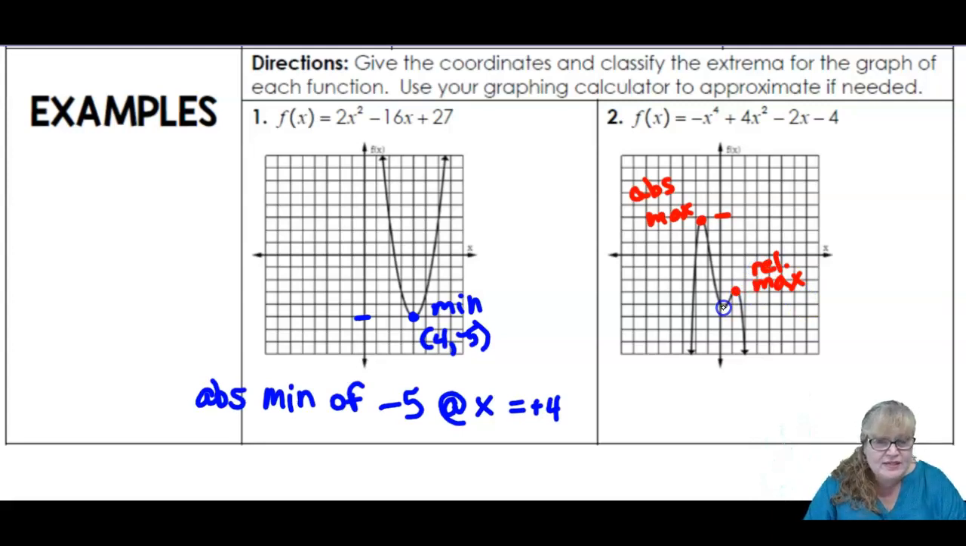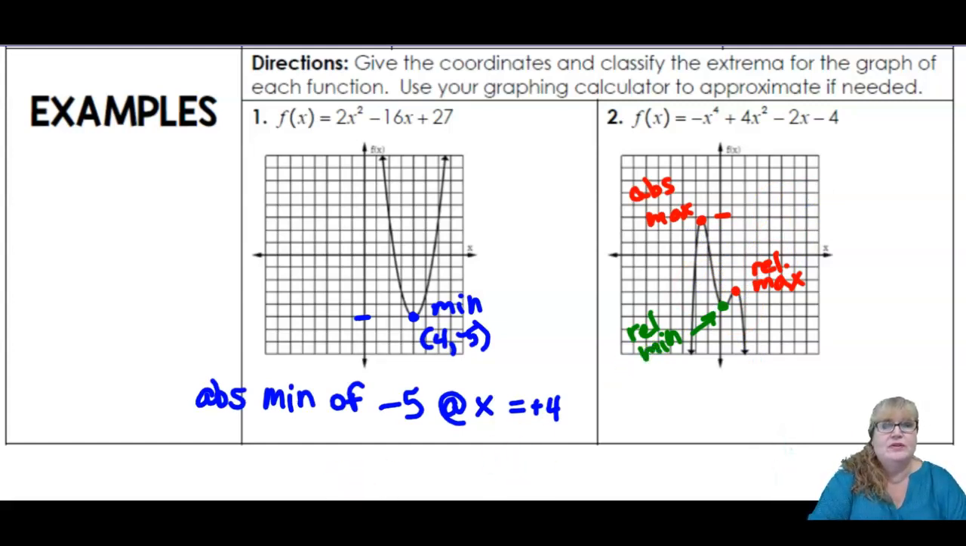But guys, it also has a min here because it changed direction here in order to come back up again. So this little bump is a relative min, and it's not an absolute min because the graph goes down forever. It doesn't have an absolute min. All right, so we need to find those 3 ordered pairs on the calculator.